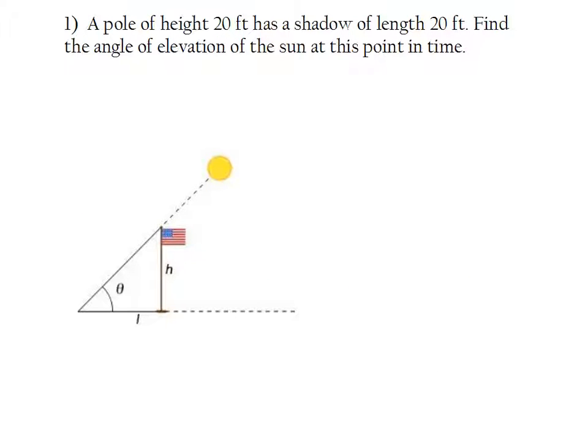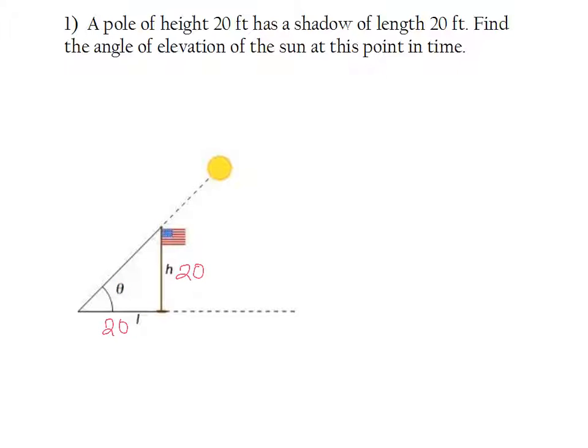We're going to start off looking at this example. A pole that has a height of 20 feet. All right, let's fill that in. This flagpole is 20 feet, and it has a shadow of 20 feet. That's this area along the ground. That's 20 feet. Find the angle of elevation to the sun. I'm looking for this angle of elevation.